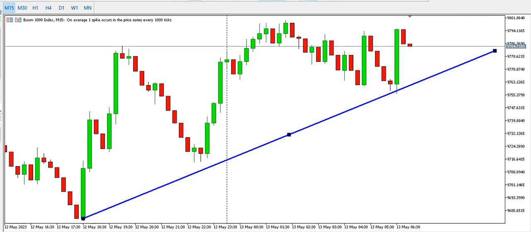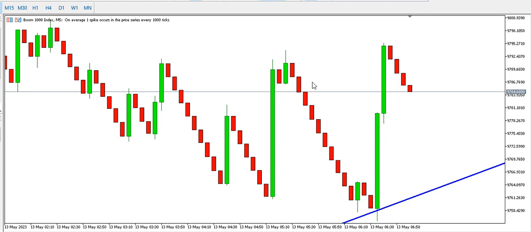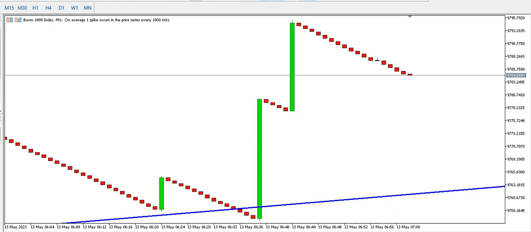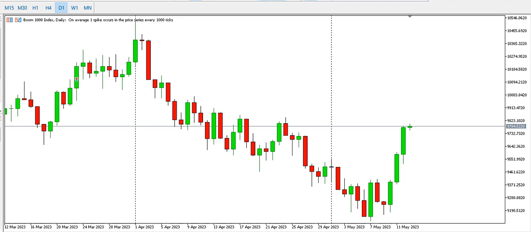So 5 minutes time frame, Boom 1000. The price is ranging for now, but if it drops to this area, expect some spike. On the 1 minute time frame, look, we just spiked now, boom. So look for buying opportunities on Boom 1000 index. That's Boom 1000 index for you.